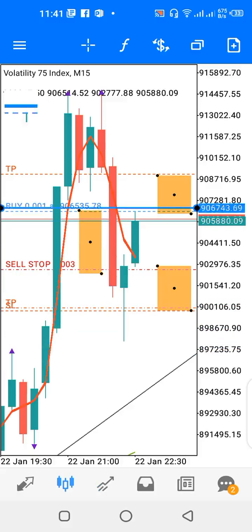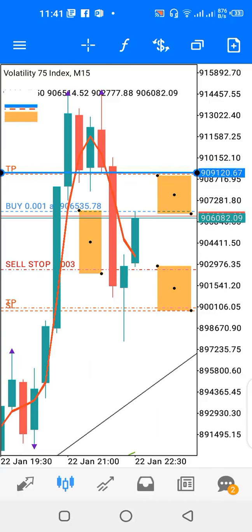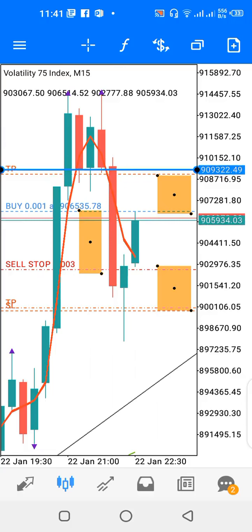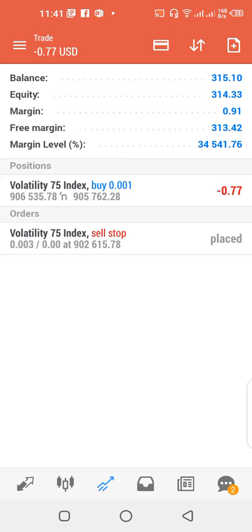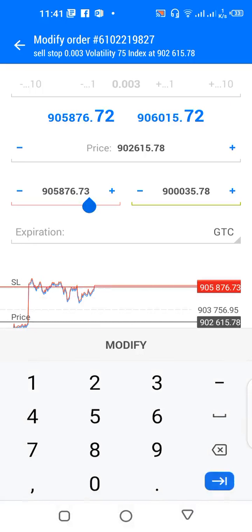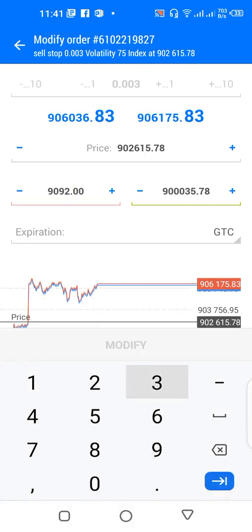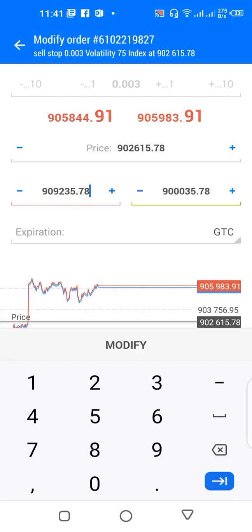Okay, now the stop loss for my pending order, the sell stop is my pending order. Stop loss will be 200 points above the TP of my original buy trade. Okay, so for the pending order, stop loss will be around 909,235.78.